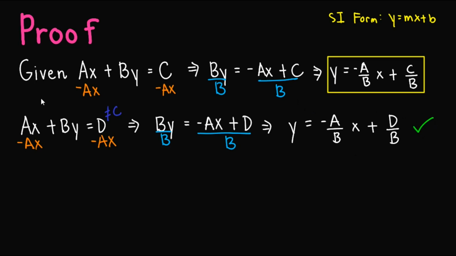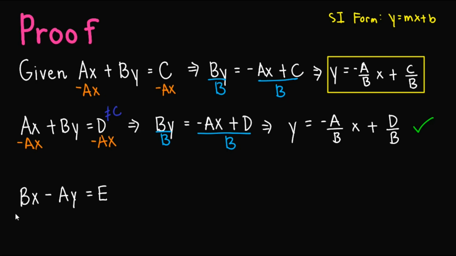Let's move on to the perpendicular one. From the previous slide, we claim that bx minus ay equals e, wherein e can take any value, is perpendicular to this given line. Similar to the parallel case, we show that this is true by converting this into its slope-intercept form. So we'll do just that.